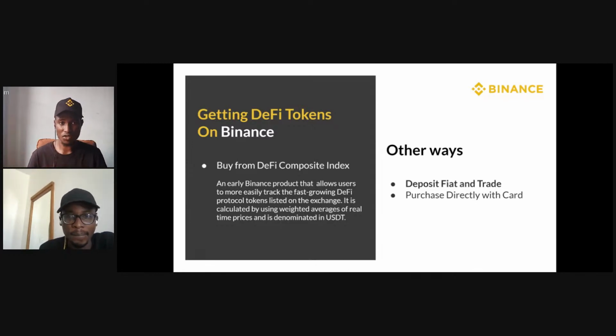How do you deposit your fiat? You can use methods like P2P. You can use the fiat currency you have in your bank account to buy stable coins like USDT, BUSD, or any crypto available on Binance P2P for that matter. When you buy them, you then go into your spot market to trade and get any DeFi tokens of your choice. The other way is for you to purchase directly with your credit or debit card.